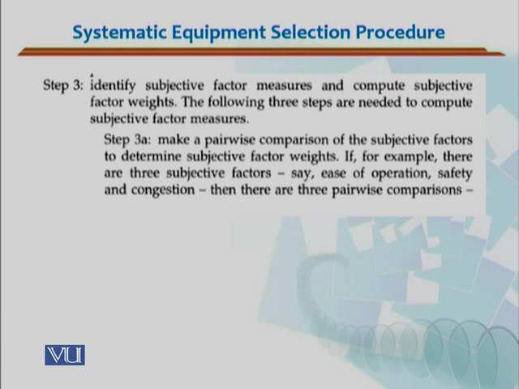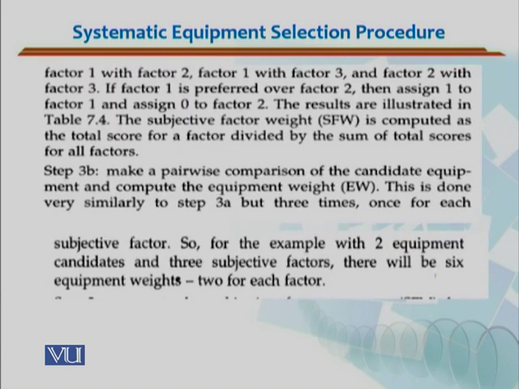So you have ease of operation as one factor, safety as the other factor, and congestion as the third factor. So if there are 3 factors, there would be 3 pairwise comparisons. If there are 4 factors, there would be 4 pairwise comparisons, and so on. What we need to do is compare factor 1 with factor 2, then factor 1 with factor 3, and factor 2 with factor 3. So if factor 1 is preferred over factor 2, then assign 1 to factor 1 and 0 to factor 2.